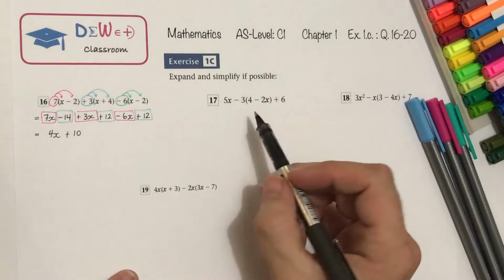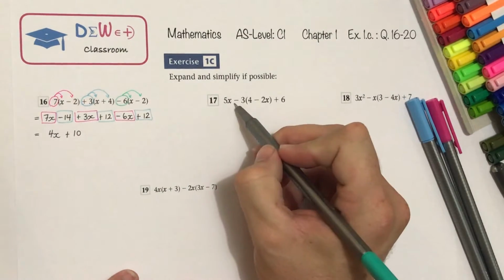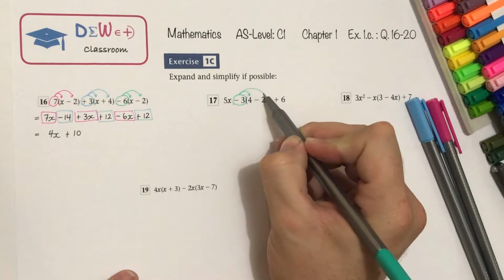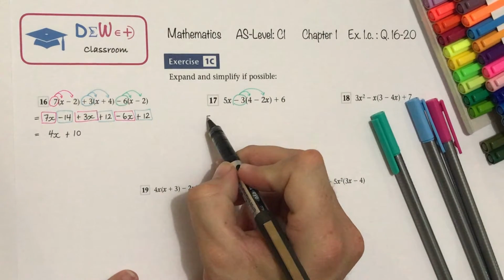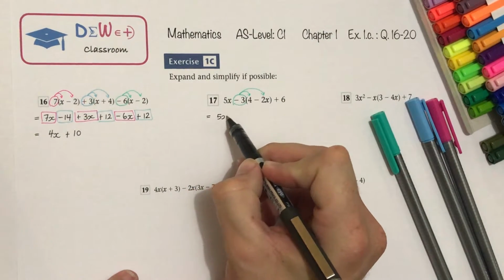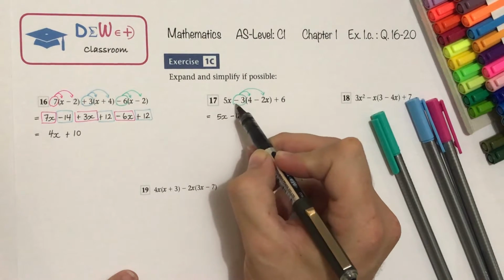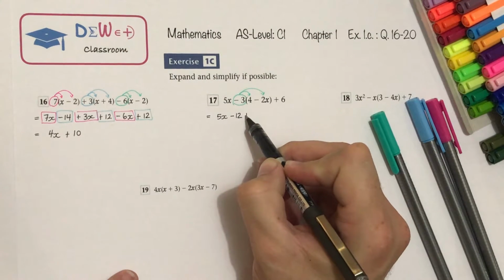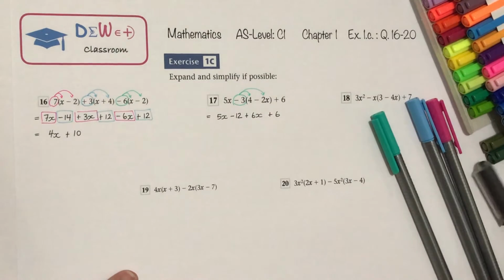We move over to question number 17. In this case, we have 5x. The minus 3 gets multiplied with each term inside of our bracket. We rewrite our expression. 5x, minus 3 times 4 is minus 12. Minus 3 times minus 2x gives us plus 6x, and plus 6 outside of the bracket.